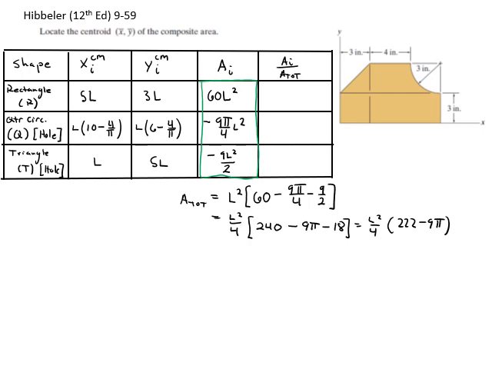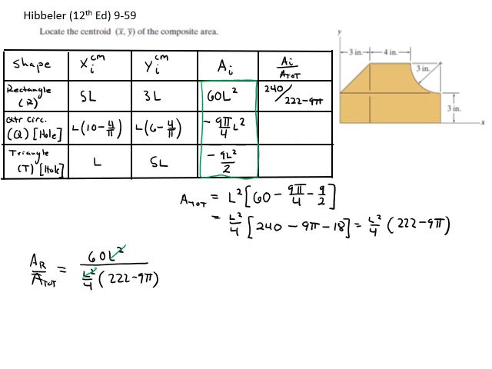Now let's just do the first one. For example, what's the area of the rectangle divided by the total area? It's 60 L squared. That's the area of the rectangle on the top, and the bottom is L squared over 4 times 222 minus 9 pi. And the L squareds will cancel. And I'm going to get here 240 over 222 minus 9 pi. Okay, so that's what I'll put into that first entry there.